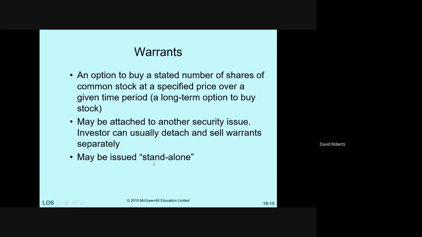Now, warrants, you can see, is the option to buy a stated number of shares at a specific price over a given period of time. Now, there is an expiry on it, and you can sell the warrants separately. So that means if you've got 5 warrants, you don't have to sell them as a block of 5. You can sell them as individuals, or one at a time.